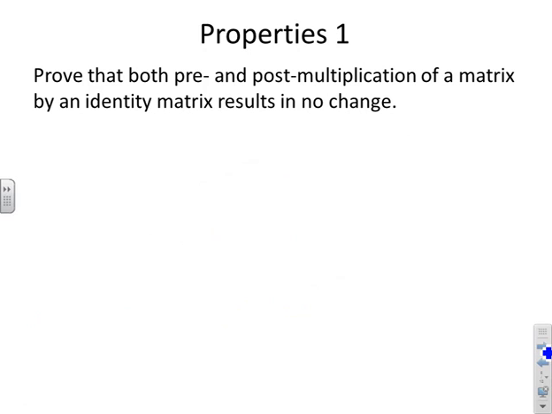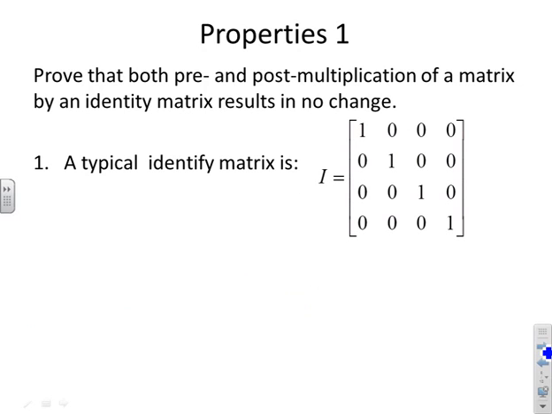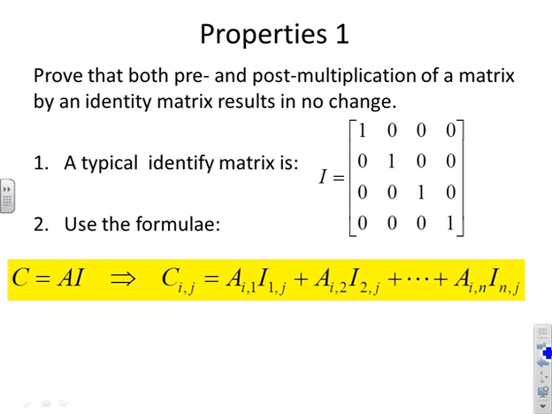So first property then, prove that both pre and post multiplication of a matrix by an identity matrix results in no change. So a typical identity matrix is given by something like this. Here you'll see I've given a 4 by 4 identity matrix. I'm going to use capital I to represent it. Now, the formula for multiplication is given here, and you'll see I've said the matrix C is the product of a matrix A post multiplied by the identity matrix.